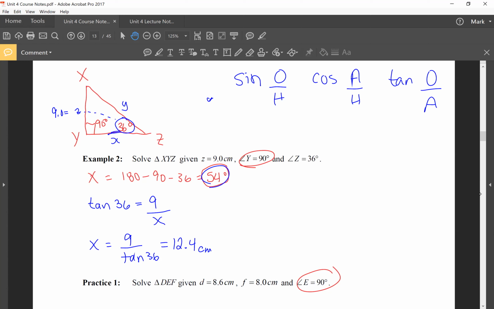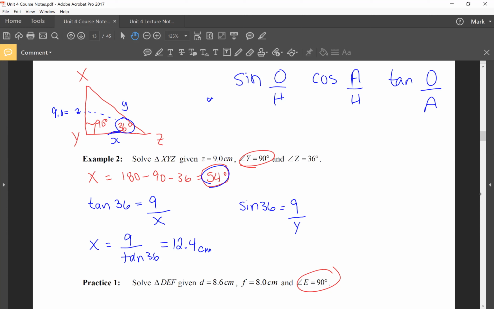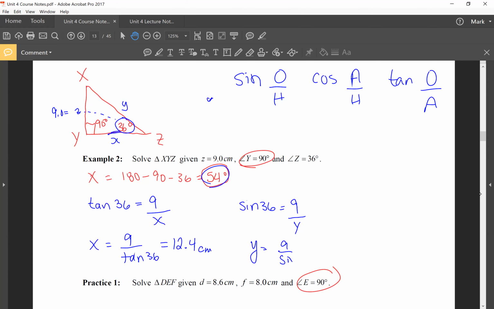I could use Pythagorean theorem. This is the beauty of these questions. There's so many ways to solve this, but I can also use sine 36 is equal to the opposite, which is 9, over the hypotenuse, which is y. You can definitely use Pythagorean theorem here if you want to. So y is going to be 9 over sine 36, and I'll get my answer there.